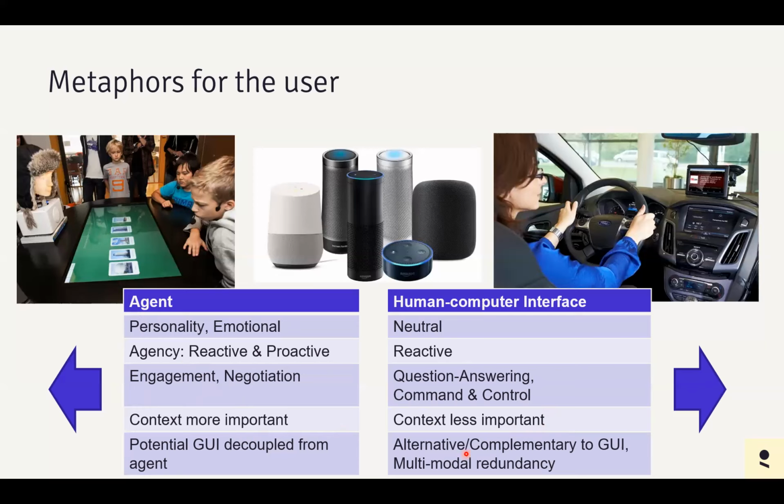And in the case of a voice assistant, you might have a graphical user interface which provides the same kind of information that the agent provides. But in the case here, the graphical user interface, which is the table here, is sort of not part of the agent, but it's something that we discuss together with the agent. So that clearly creates different metaphors for the user and also enables different forms of interaction.